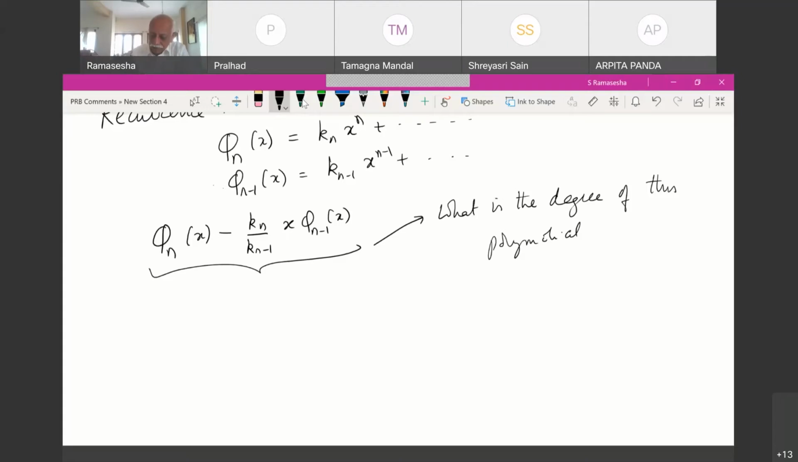And then you divide it by K(n-1), you get x to the power n. You multiply it by Kn, you get Kn x to the power n. So when you subtract from phi n(x) the term Kn upon K(n-1) x phi(n-1)(x), what is the leading power of x that you will have here? What is the degree of this polynomial? x to the power n minus 1.